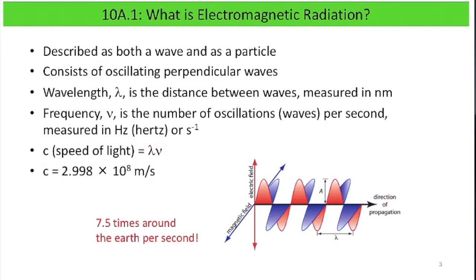The speed of light is related to both the wavelength and the frequency of light by this equation here. The speed of light is approximately 3 times 10 to the 8 meters per second. To put that into context, it would make its way around the Earth about 7.5 times every second.